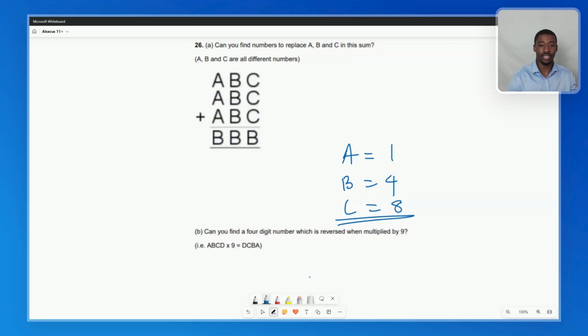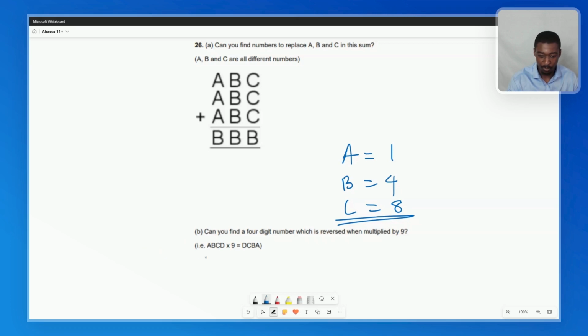Okay, now for this final question, part B, we have a challenging question. We're going to have to tackle this step by step once again, using all the logic and reasoning that we can find within our brains.